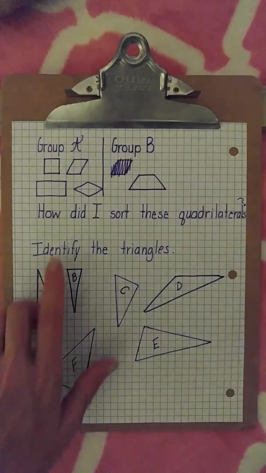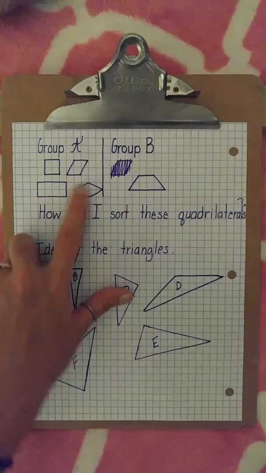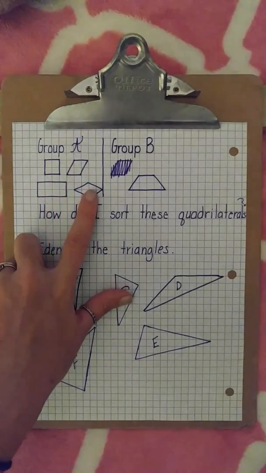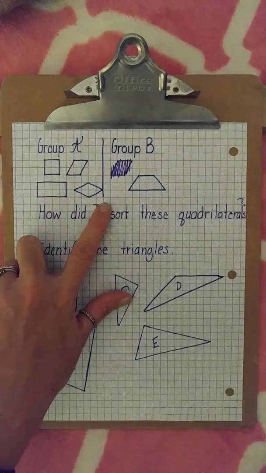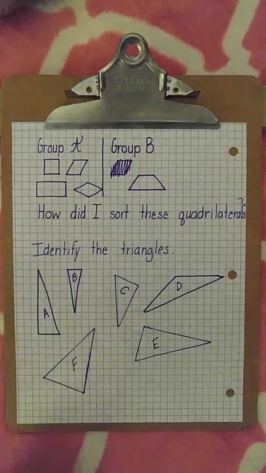So this is a little something that they could use to practice their standard of 2D attributes and identification. Remember, they do need to be able to identify each one of these quadrilaterals by all names possible as well, so they could practice that as well.